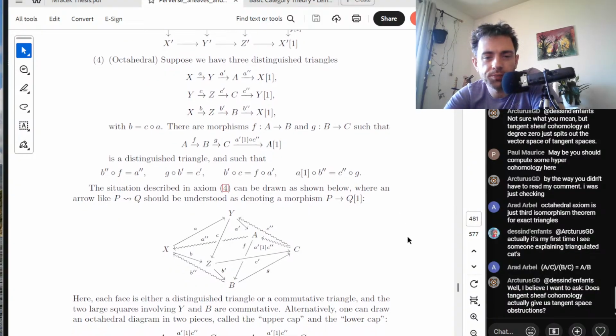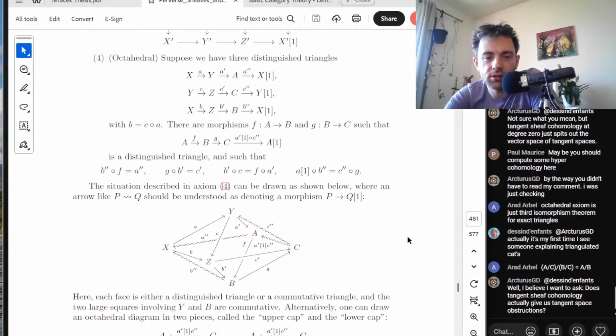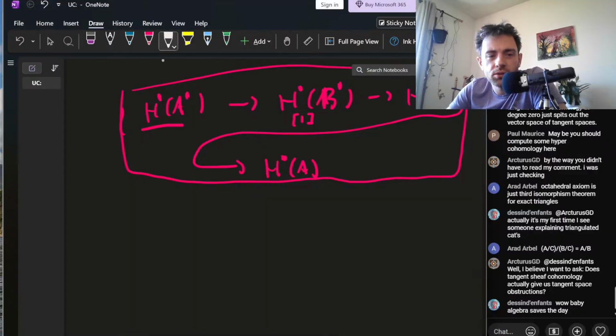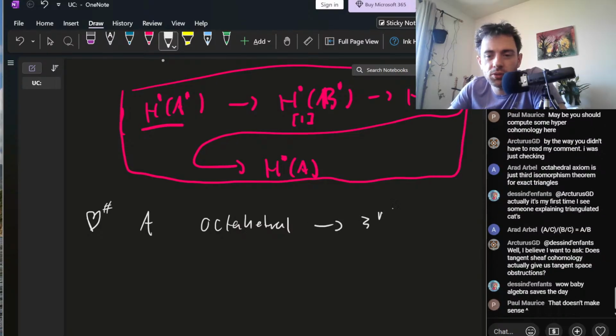For example, when you say that, Arad, does that mean actually I can recover it? Like if I just look at, let's say, complexes in degree 0, probably, you know what I mean? The natural heart, if I look at the natural heart, then does octahedral literally imply third isomorphism?